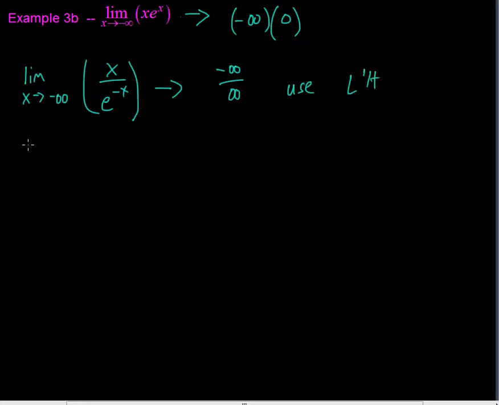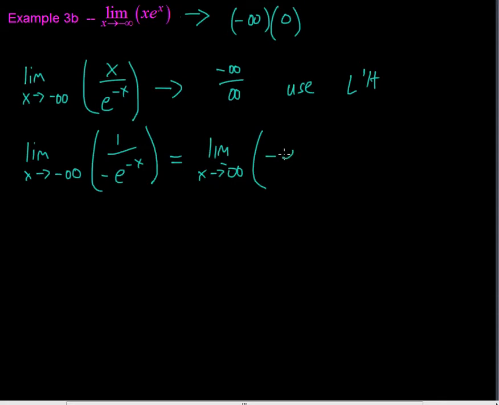So we'll take the derivative of the numerator and the derivative of the denominator, and then see what that gives us. The derivative of the numerator is 1. The derivative of the denominator is e to the x. You clean that up a little bit, and you see that's just the limit as x approaches negative infinity of 1 over e to the x. As x approaches negative infinity, e to the x is approaching 0. So this thing is also approaching 0.